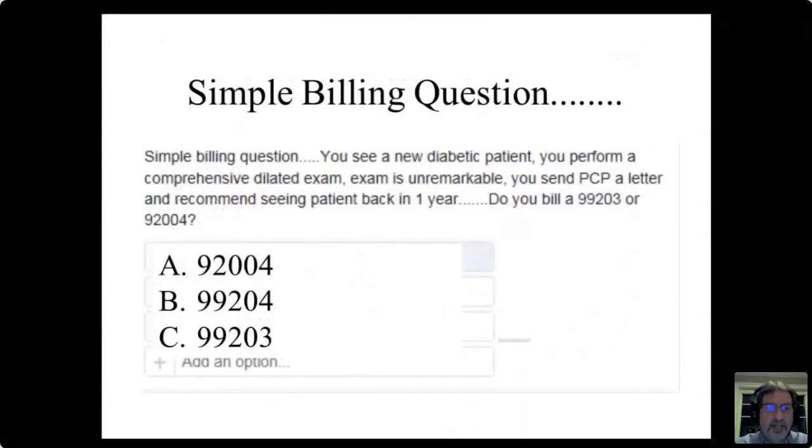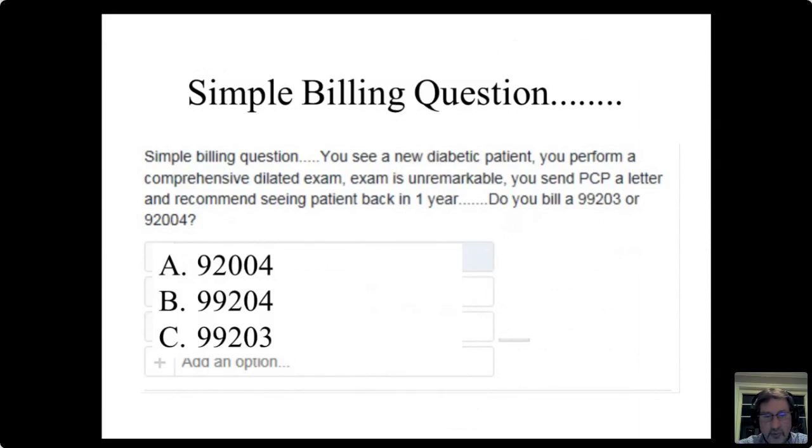So we're going to revisit our last sample billing question. You see a new diabetic patient. You perform a comprehensive dilated exam. It's unremarkable. You tell them to come back in a year, and you send the PCP a letter. So which of those 3 visits would you guys bill now?